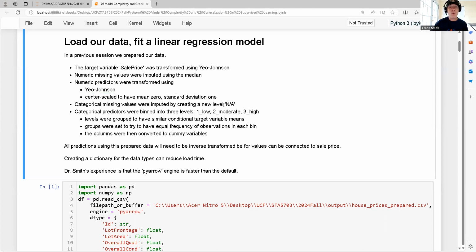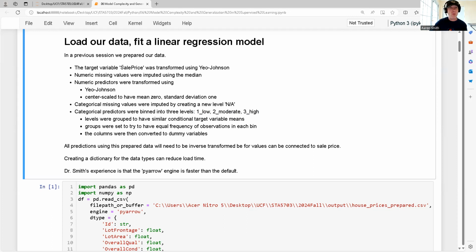Now, categorical variables, we imputed with an NA. We created an NA missing level in there, and then I binned the categorical predictor variables into 3 levels of low, moderate, and high. Ones who had lower sales price were in the low, those with higher sales price were in the high, and in the middle was moderate. And I tried to set the cutoffs so that we had approximately equal counts for low, moderate, and high. Now, I use the conditional average of the predictor with the sales price, taking the average to decide which levels were low, which levels were moderate, which levels were high.